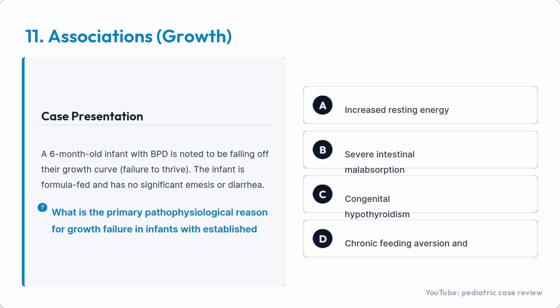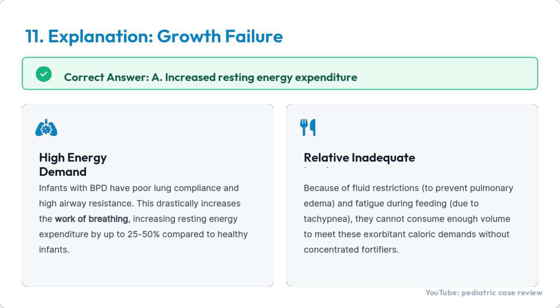Option A, increased resting energy expenditure. Option B, intestinal malabsorption. Option C, hypothyroidism. Option D, feeding aversion. The correct answer is option A, increased resting energy expenditure.